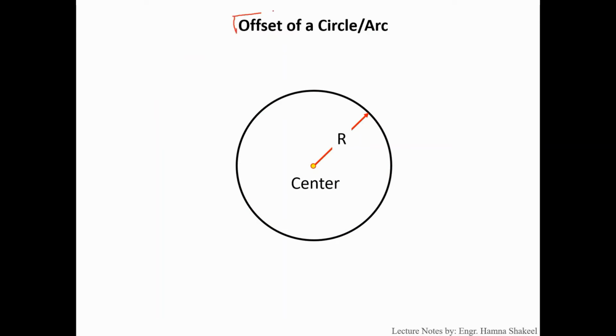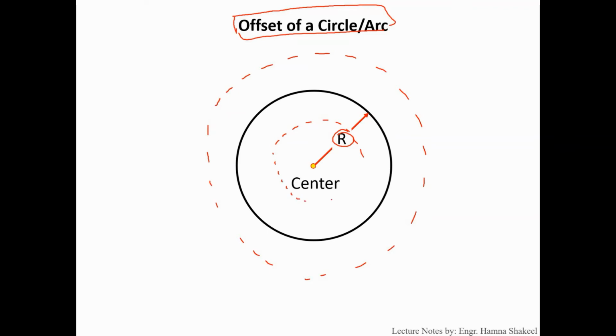Let's move on to the offset of a circle or an arc. So here you have got a circle having a radius R. You can draw an offset of the circle towards the outside, or you can draw an offset of the circle towards the inside. To discuss the properties associated with the offset of the circle, let's select one of the two. So I'm going to select this outer offset to discuss the properties of the offset.